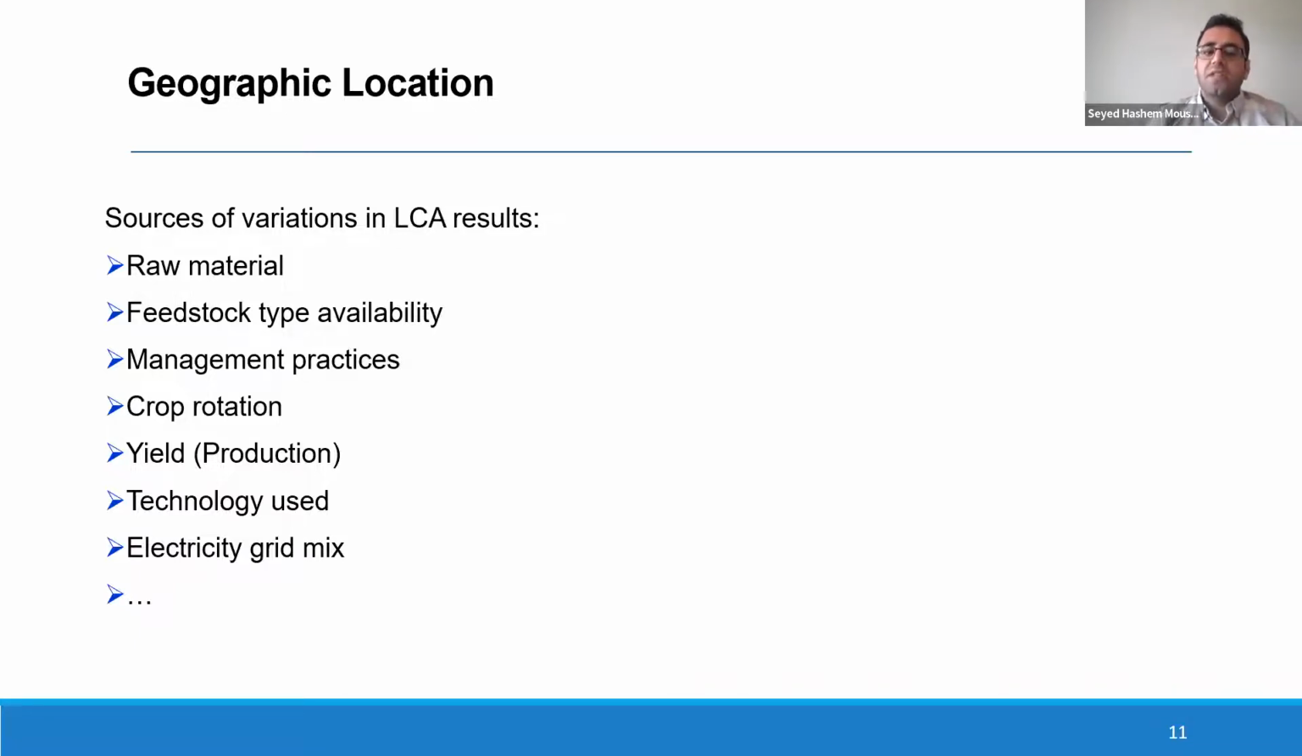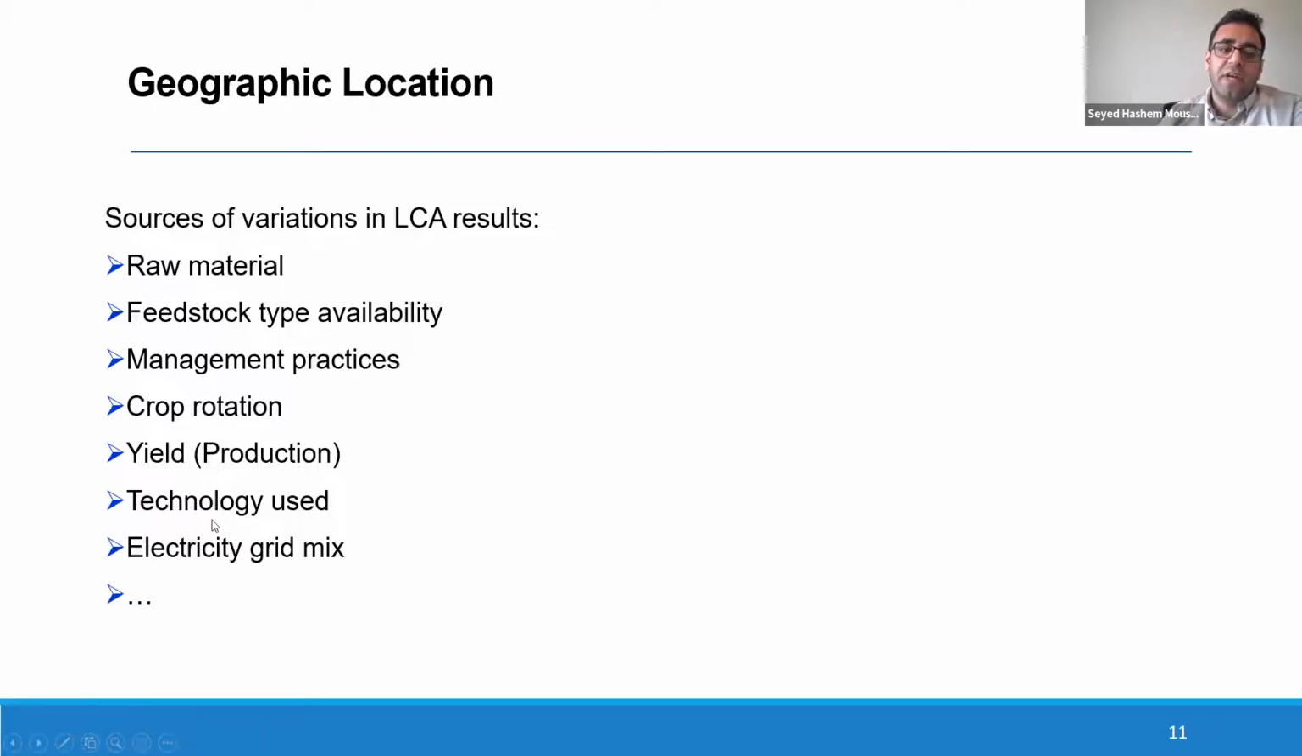Crop rotation is another factor affecting the LCA results in agricultural products. Yield is another factor. For example, for 1 kg of soybean or canola in Iowa or Ohio or Europe, we are using different amounts of inputs. Sometimes in the Middle East, for example, they are using a lot of irrigation water. They are using a lot of electricity to pump water, which is not needed in most of the places in the US.